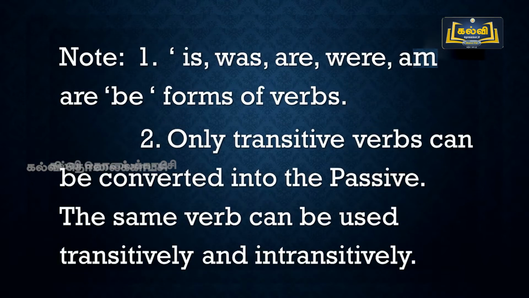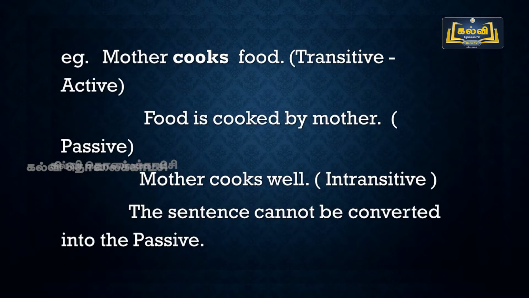We shall proceed further. Now we have to note some important points. Remember that is, was, are, were, am. These are be forms of verbs. The next important point is that only transitive verbs can be converted into the passive. And another point, the same verb can be used transitively and intransitively. For example, consider the sentence, Mother cooks food. Here, mother subject, cooks verb. Mother cooks what? Food. Therefore, this sentence is of the active voice, and since there is an object, the verb cooks is transitive. Now look at this sentence in the passive.